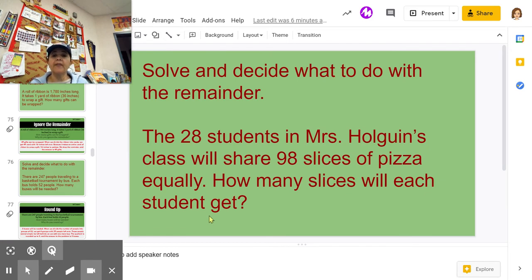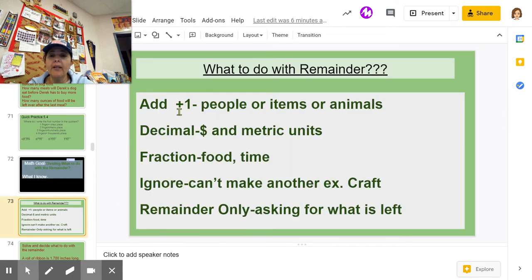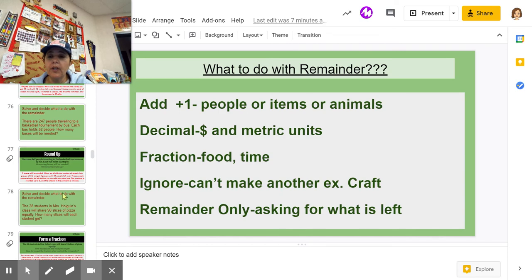Okay, the next one says that 28 students in Mrs. Holguin's class will share 98 slices of pizza equally. How many slices will each student get? So pause the video, read it to yourself again, and decide what you're going to do with the remainder. Remember, here are our choices. Are you going to add one more? Are you going to make a decimal? Are you going to make a fraction? Are you going to ignore it? Or are they asking for the remainder? So what do you think?